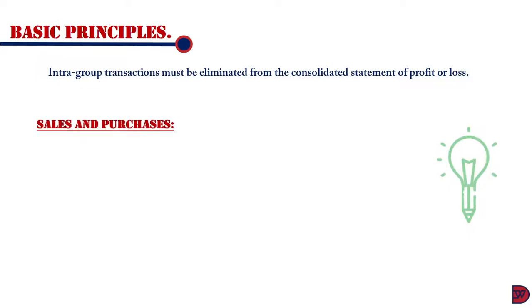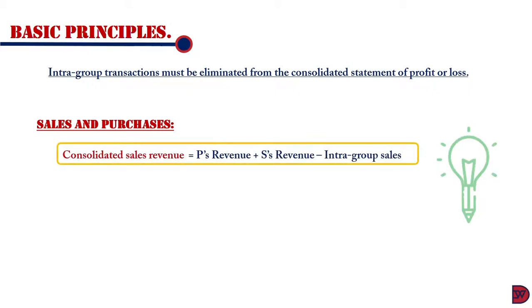Let's first look at sales and purchases. When the parties to a group trade in goods among themselves, say P sells to S, the seller P will record the transaction amount as revenue and the buyer S as cost of sales. These figures must be eliminated, as the group, perceived as a unit, can never trade with itself. Hence, consolidated sales revenue will be the parent's revenue plus the subsidiary's revenue less the intragroup sales. The total transaction amount is what we deduct.